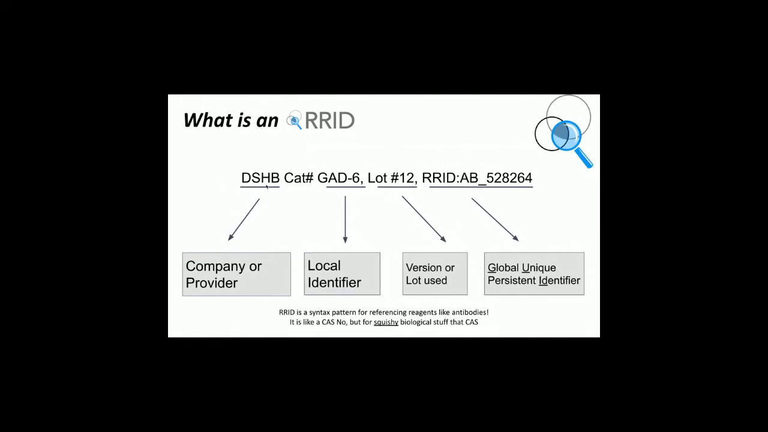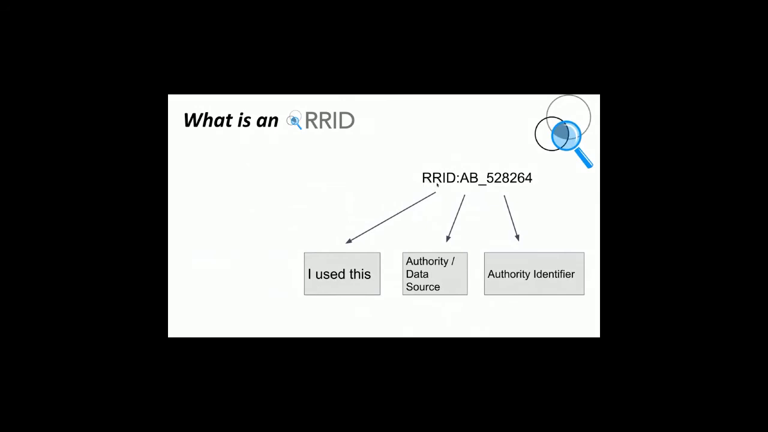So the RRID syntax, this is the full syntax, which really covers the company or the provider. So in this case, the Developmental Studies Hybridoma Bank, DSHB. There's a local identifier. This is usually a catalog number. The version or the lot of the reagent used, and then the global persistent unique identifier. So this is the RRID component of this, right? If we examine this a little bit more closely, the syntax pattern of this global unique identifier really says the following. RRID just says essentially, hey, I used this thing. And the authority or the data source where this information came from is listed in the next component of this. And then that is just a short name of the authority. And then the identifier from that authority is the next portion. So again, somewhat similar to the IGSN.